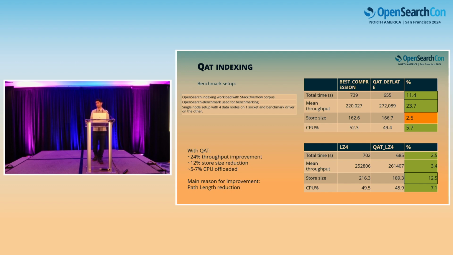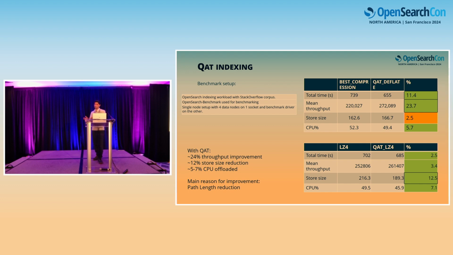With LZ4, similar comparison: time roughly the same, 2% improvement. Throughput about 3%. The size came down more, about 12.5%. And then CPU got freed up about 7%.